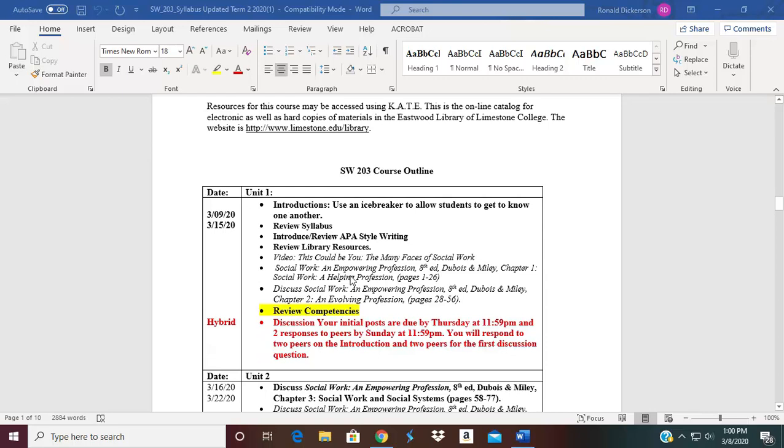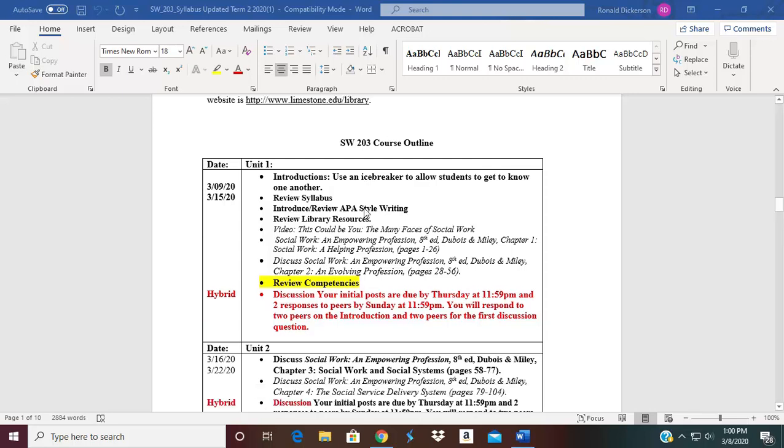So let's move on down to the course outline. Okay, the dates to the left are basically by week. In other words, this course starts on the 9th, and all assignments for Unit 1 will be due by the 15th of this month. So let's look at what's inside here. You don't have to worry about an icebreaker because everybody's online. You should review the syllabus. It's required that everybody review the syllabus. Review the APA writing style, and I'll show you where I have that information, to include resources for the library.